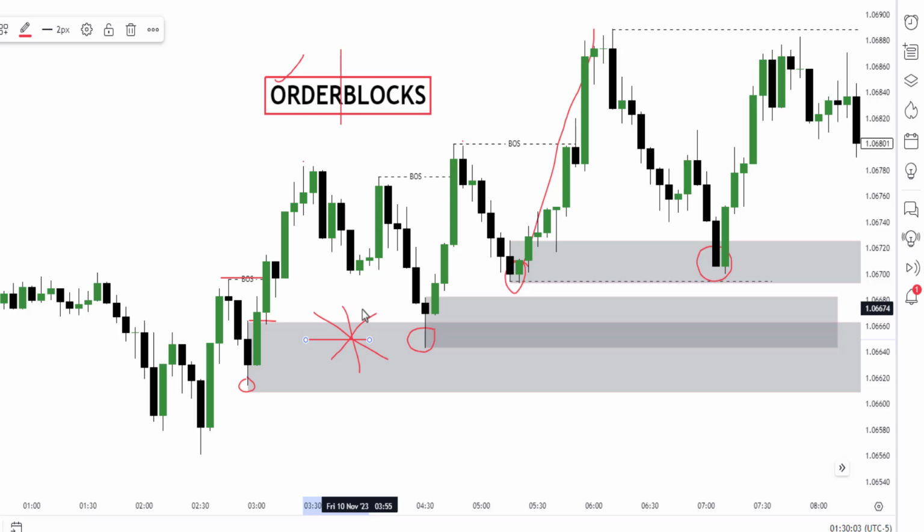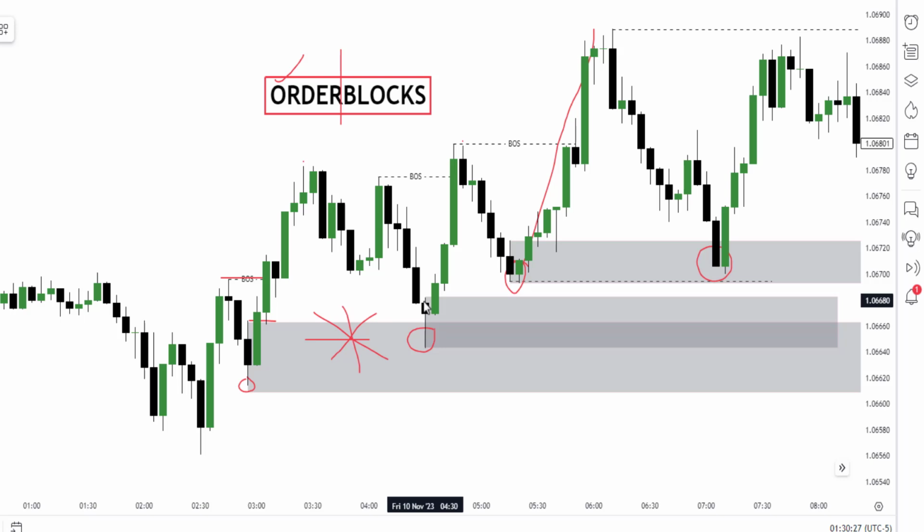The next thing we want to look out for is another zone that price can use as our order block. Now look at this. This one also created a break of structure. Look at this particular order block right here. This last sell candle that pushes to the lowest part creates a break of structure, leaving a fair value gap.